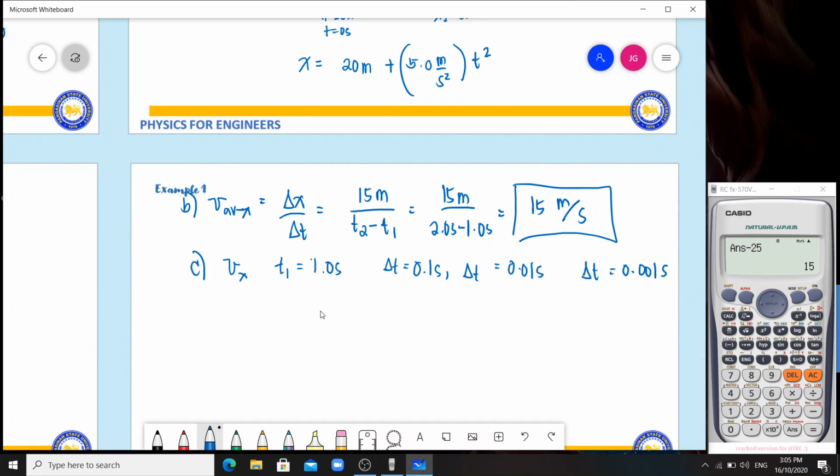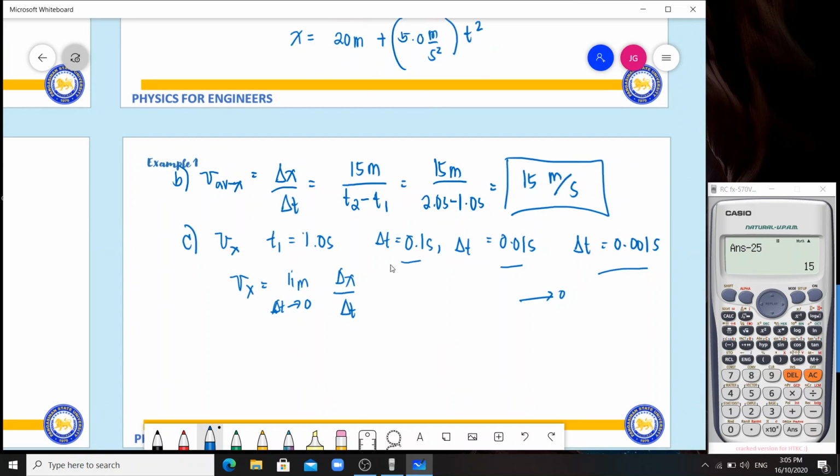Ma'am, ba't ang dami pong delta t? Diba nga, ang instantaneous velocity kasi is the limit of delta x over delta t as delta t approaches 0, okay? We have to get the change of the distance or the position wherein the time interval is approaching 0. So, kung mapapansin nyo, first is 0.1, 0.01, and then 0.001. Diba? Approaching 0 yan. Okay? So, let's just apply that here.